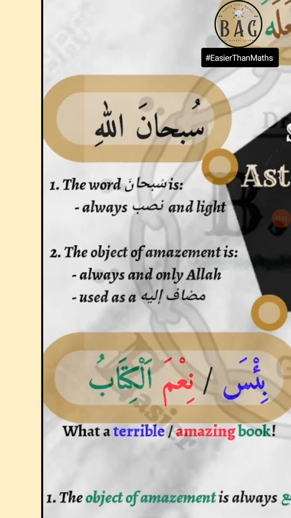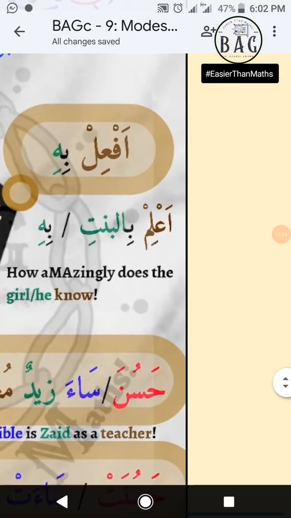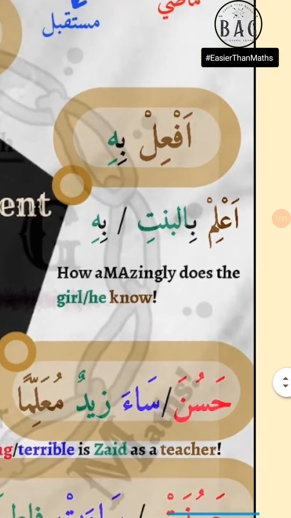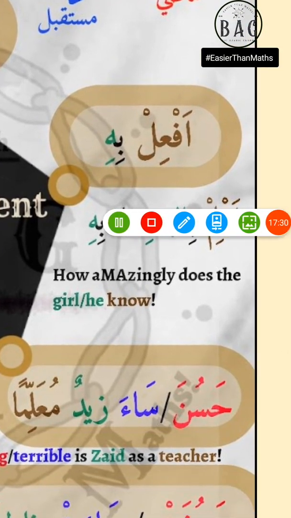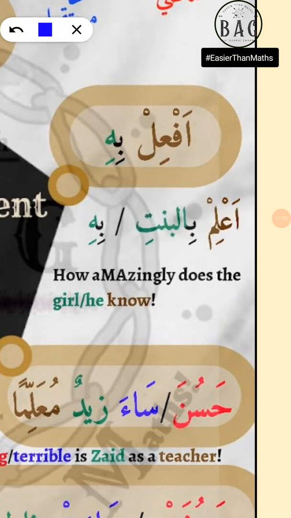Okay, now let's come to af'il bihi. This is also very easy. What you see here is that you have the pattern of af'il, and then it is followed by bihi. Now the sequence is that the object of amazement is always written with B, okay, and the reason as well as the aspect of amazement is used in the pattern of af'il.